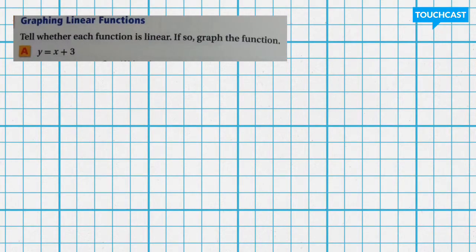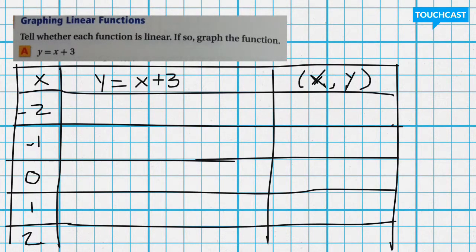Alright, we were not given any domain values, so remember we need to pick our own. So we're going to start by making a table, and we're going to pick 5 numbers. We will use 0. We will pick 2 numbers that are less than 0, and 2 numbers that are bigger than 0. Alright, so now we're going to substitute the x values into our equation. We'll just use -2, -1, 0, 1, and 2. So -2 plus 3 is equal to 1. So our first ordered pair is -2, 1.